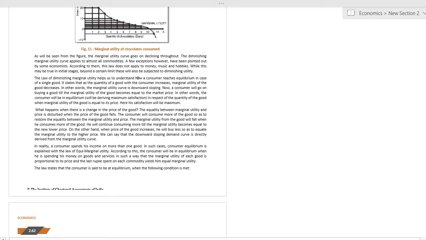And next, this law does not apply to money, music and hobbies. Guys, obviously the more money you have, the more you want it, right? Music also, we will not get bored of music. Maybe we get bored of a song, but we will not get bored of music. Also our hobbies, we will not get bored of our hobbies. The marginal utility curve is always downward sloping.